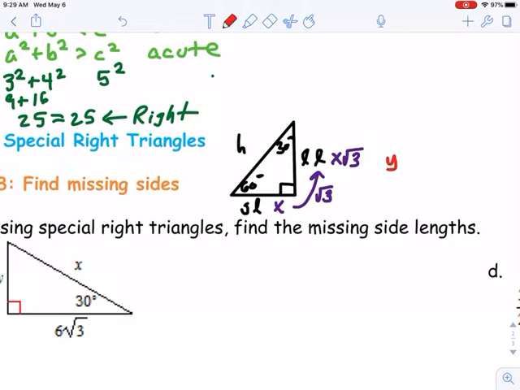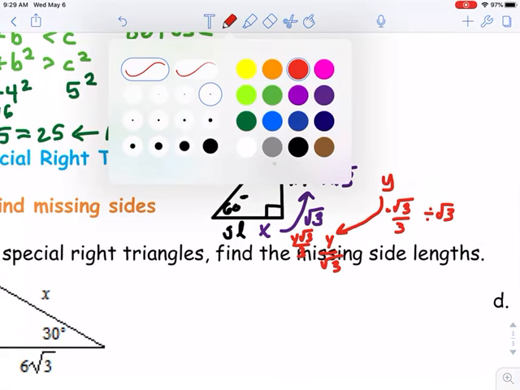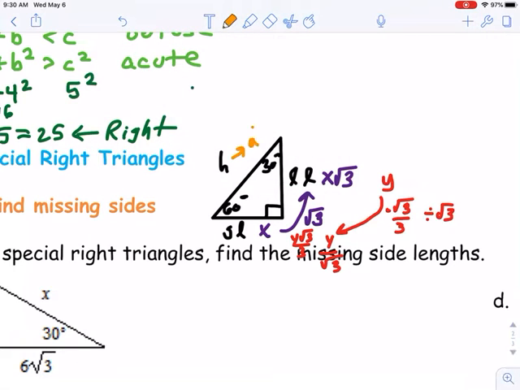What if you're given the long leg and that's y? Well, there's two ways to go about it. You're either multiplying by radical 3 over 3, or you're dividing by radical 3. That's how you get rid of the denominator. If the long leg is y, the short leg would be y radical 3 over 3, or y divided by radical 3. Kind of cramming my work in there. And the hypotenuse, we'll just write this in English. Always short leg times 2.